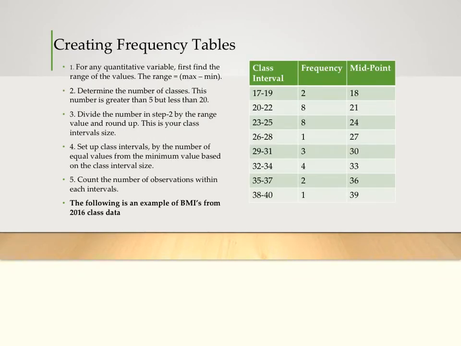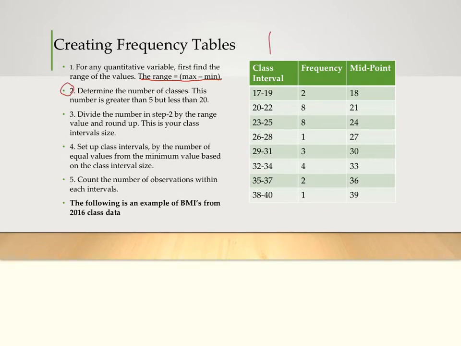So the first step in creating a histogram is creating the frequency table for the variable of interest. What we normally do for a data set is we sort it first from minimum to maximum. We then find the range value, the maximum minus the minimum value. From this value, we determine the number of class intervals.